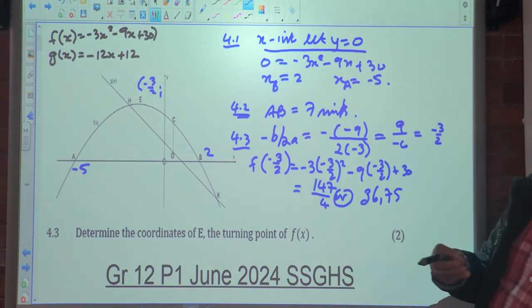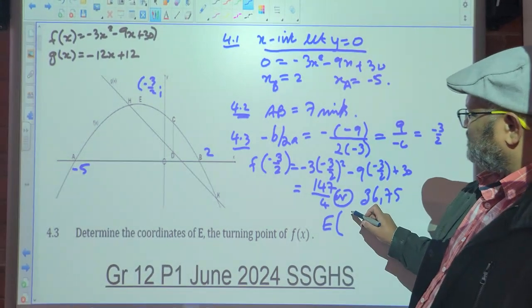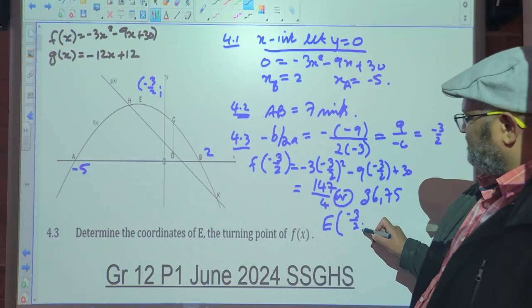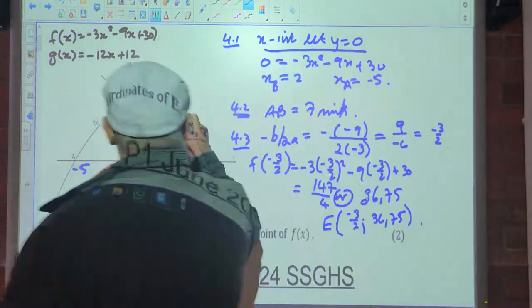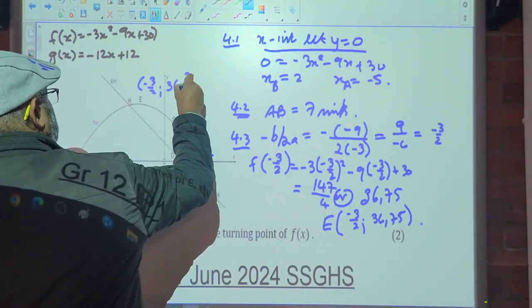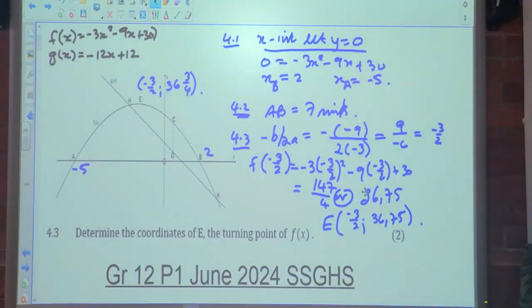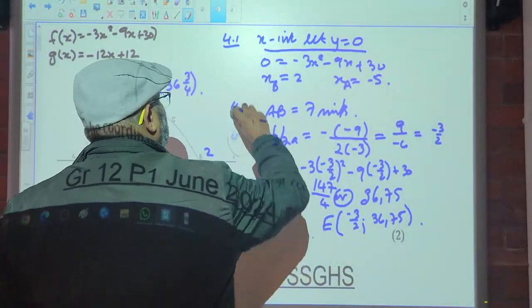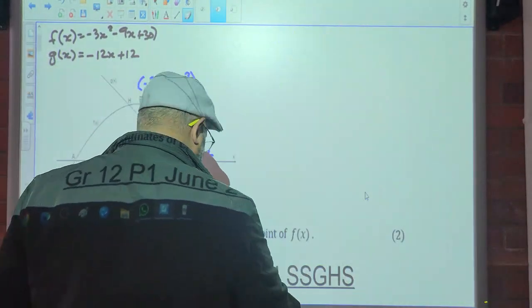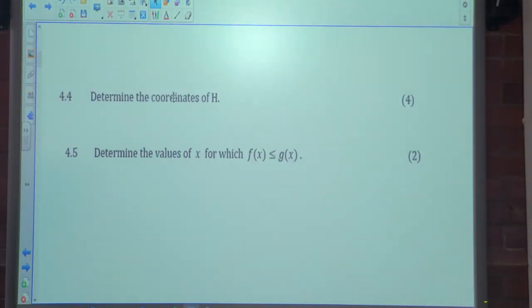But did I answer the question? The question was for E. So E is going to be negative 3 over 2 and 36.75. We all agree with that? Any confusion? So all these calculations that I've done thus far are now on the diagram. So we'll just erase that. Let's go with 4.4.